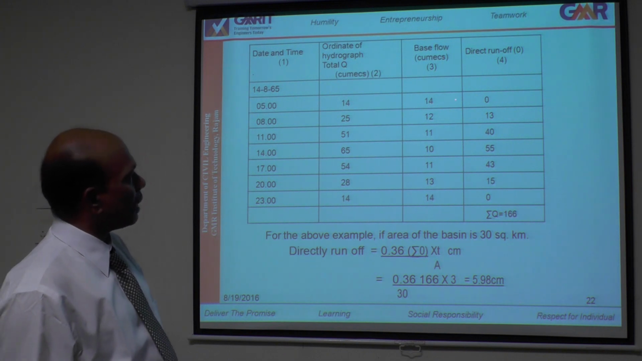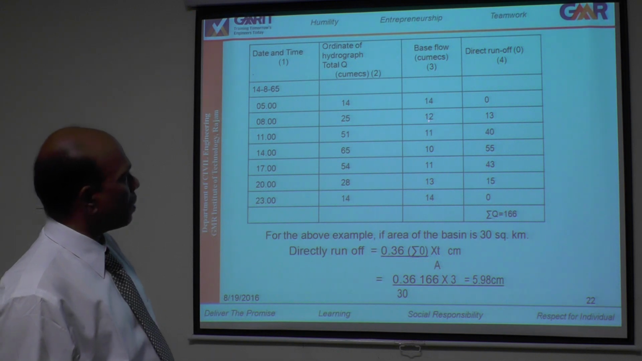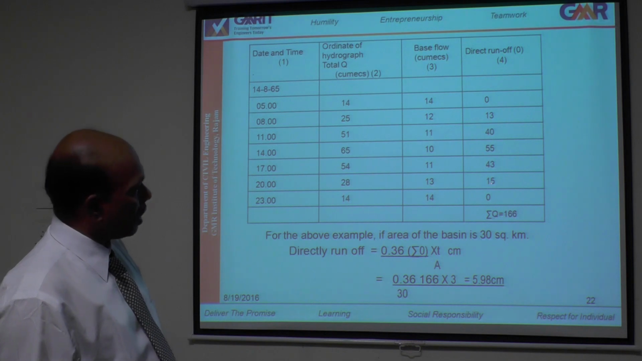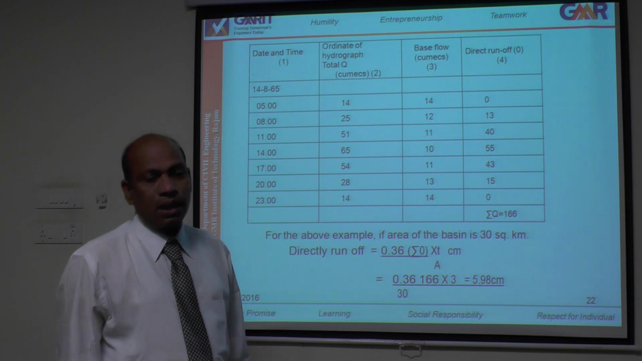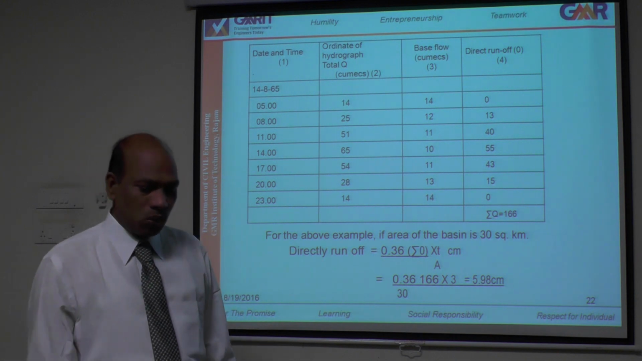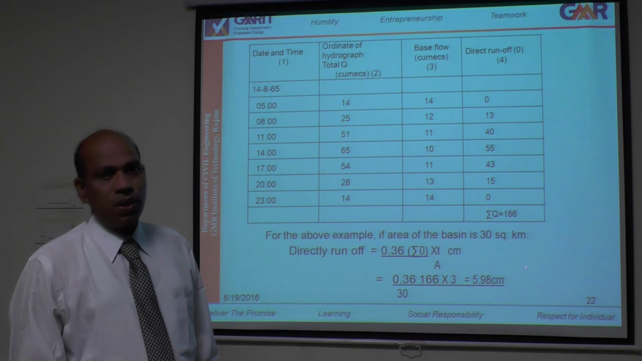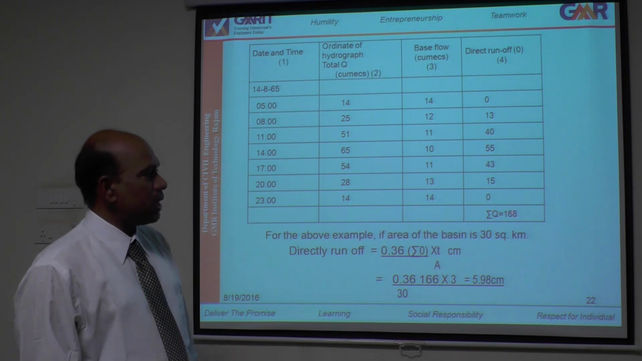14 minus 14 equals 0. Then ordinates of storm hydrograph 25 and base flow is equal to 12. This is 13. Like that, these are the ordinates of direct runoff. Once we calculate the direct runoff ordinates, then use this formula and calculate the direct runoff depth. Here the sum of the ordinates of direct runoff is equal to 166.